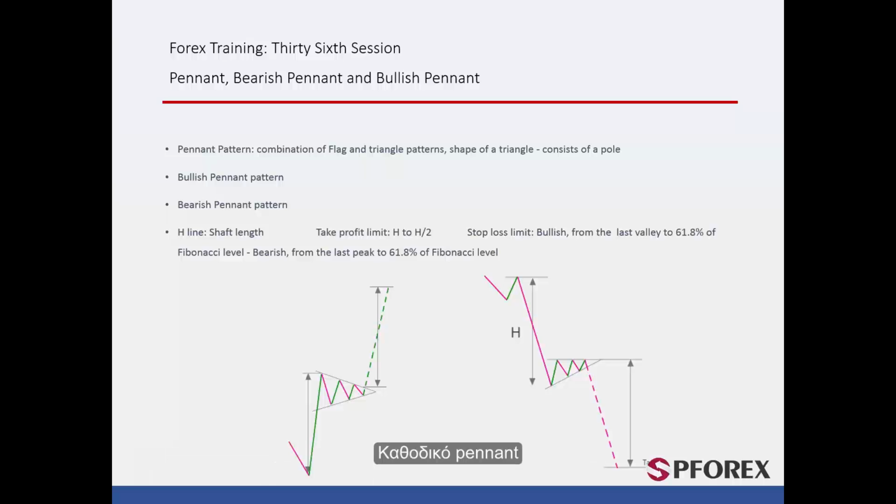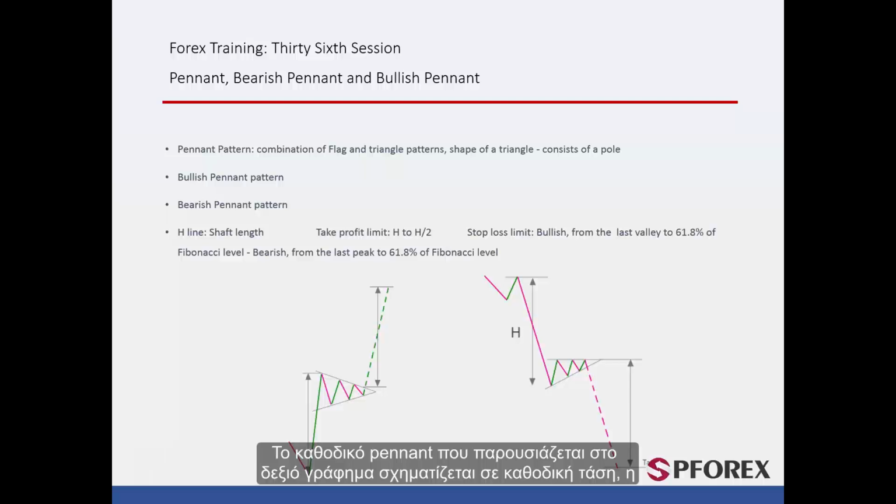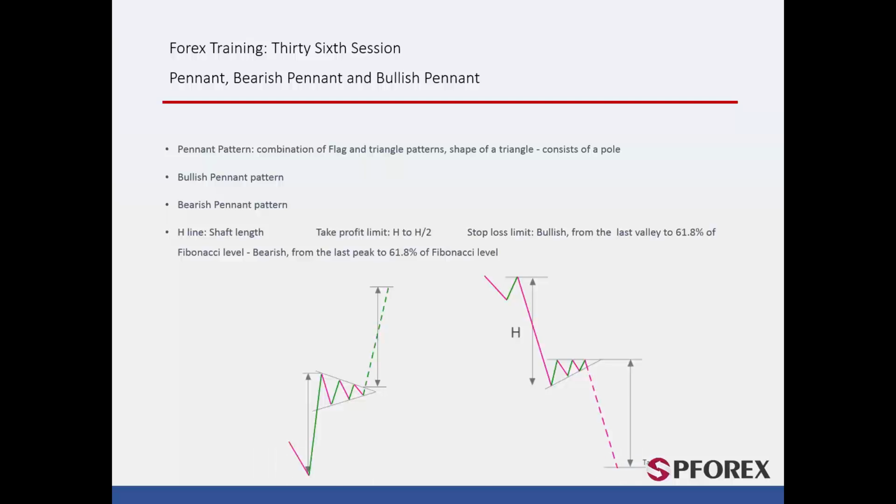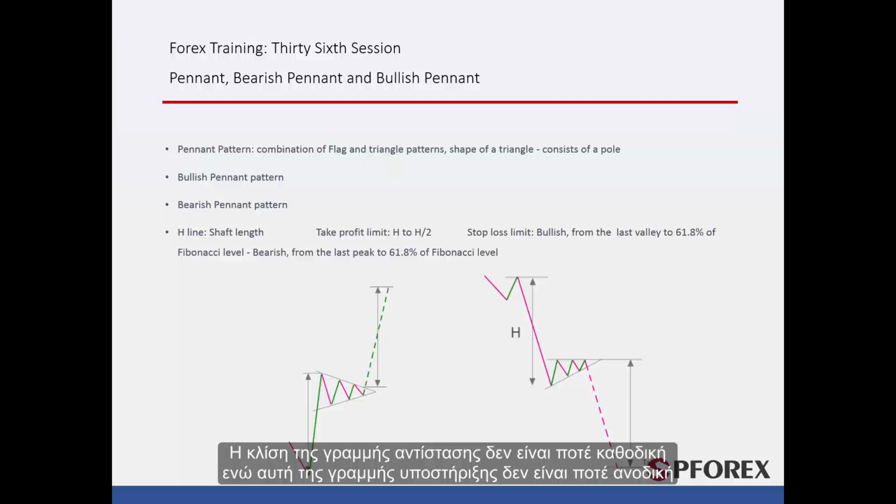Bearish pennant. Bearish pennant, shown on the right graph, is formed on a downward trend, which may have a level or gradient support and resistance lines. Resistance line never has a downward slope, while a slope of the support line never forms upwards.